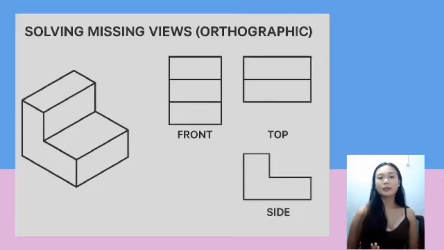Then this is the actual shape that we will convert into 3 views: front view, top view, and side view. This is what helps engineers. So, identify what you see in the front.